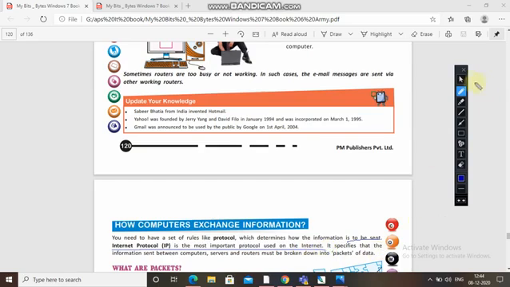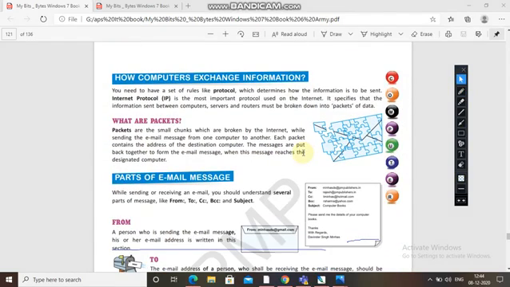So what are packets? Packets are the small chunks into which data is broken by the internet. As you can see in the picture, these are broken into small chunks. This part is a chunk made by the internet while sending an email message from one computer to another. Each packet contains the address of the destination computer, and the packets are put back together to form the email message. They come in chunks, but when they reach their destination, they get back together to form the email message. So these are packets.